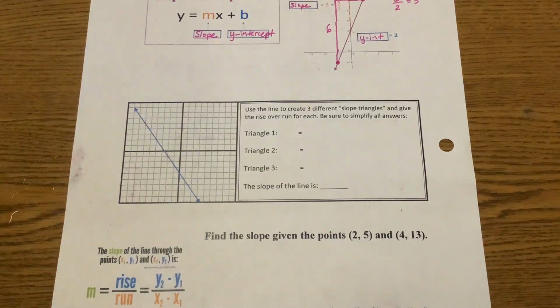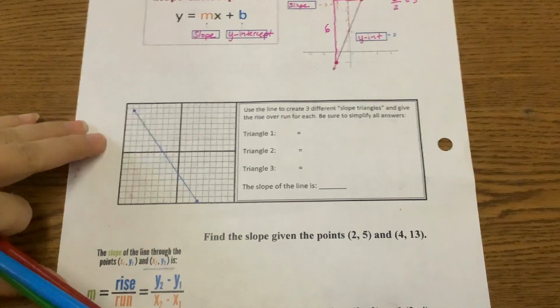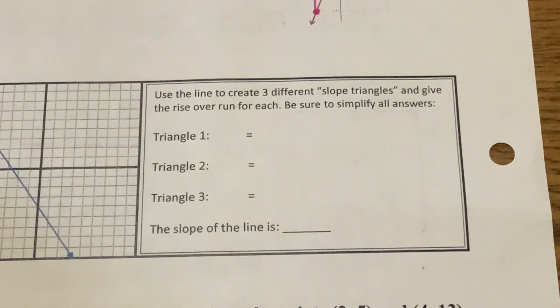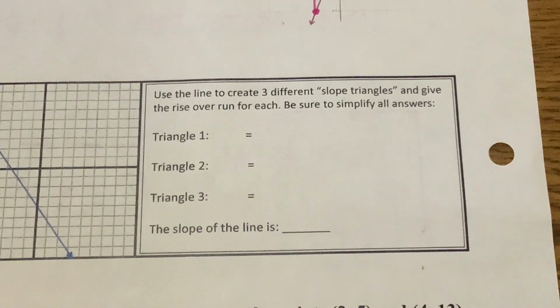All right, so we have the directions to use the line that's graphed to create 3 different slope triangles and give the rise over run for each one. Be sure to simplify all answers. Okay, so we are going to use 3 different colors to represent this. Go ahead and start with green.